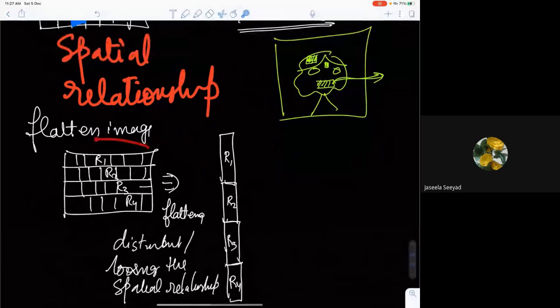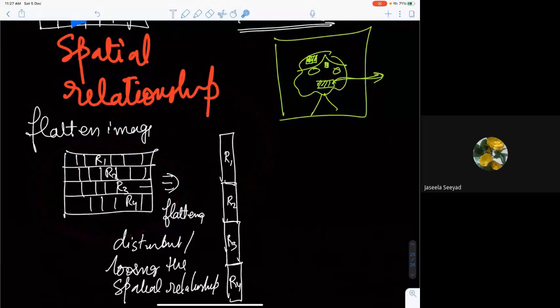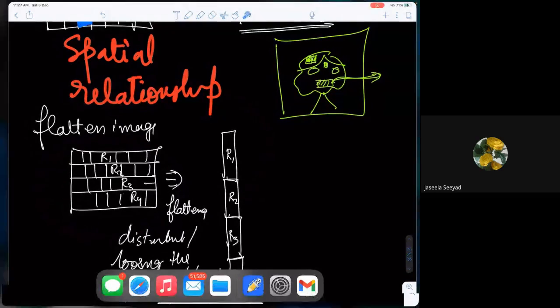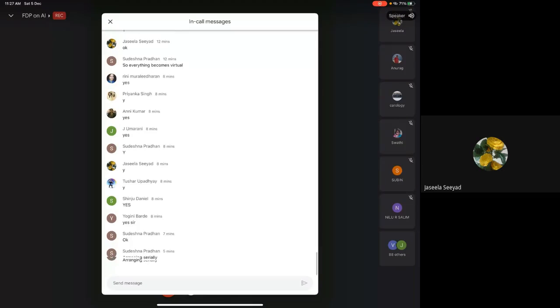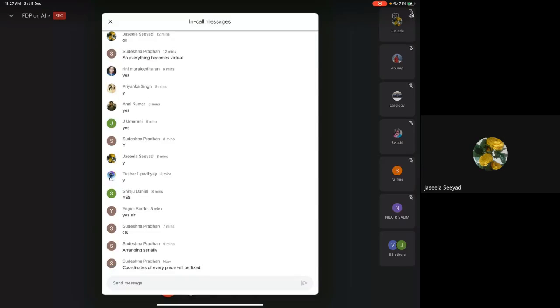Let us see, arranging serially. Yes, that is being arranged serially, row-wise, one by one. Coordinates of every pixel will be fixed. Yes, in an image, when you have acquired an image, in that two-dimensional x, y space, all these points are fixed. So if it is 100 by 100, then you have 100 rows and 100 columns.